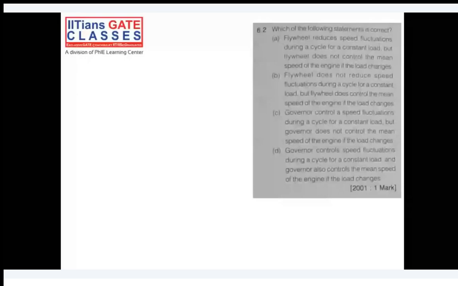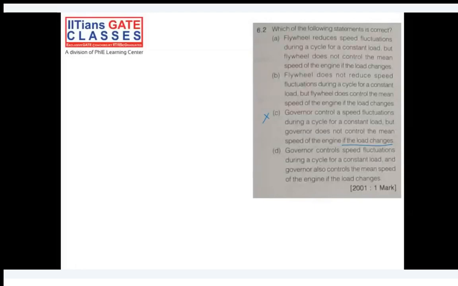So you can clearly see a lot of questions. First of all, this is a wrong statement. We know governor controls the speed fluctuation if the load changes, right? If the load changes, governor changes the speed. So this is wrong. Even option B is wrong. Why? Because flywheel does reduce the speed fluctuation during a cycle for a constant load. So this is a wrong statement. Do you agree?